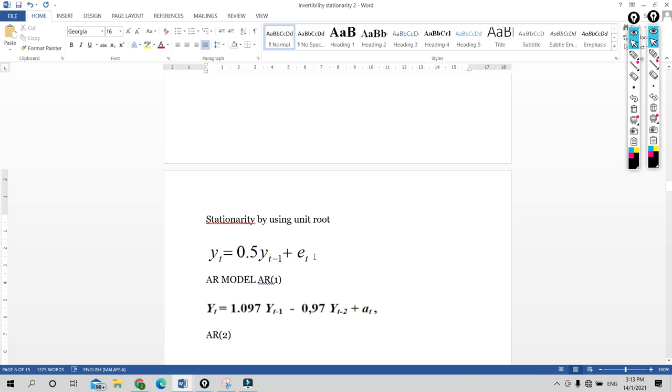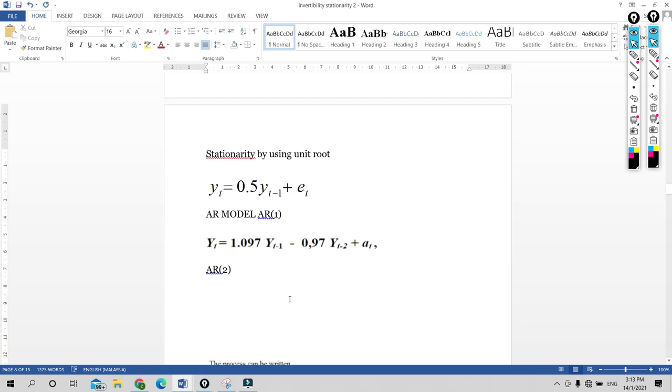So how do we determine whether this one is stationary or non-stationary? To decide here, you can use the unit root method. Before we can use it, we have to know how to find the lag operator, which I discussed in the previous lecture. It is also known as the backshift operator.